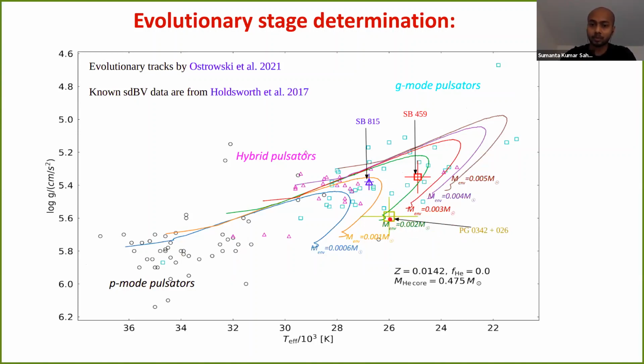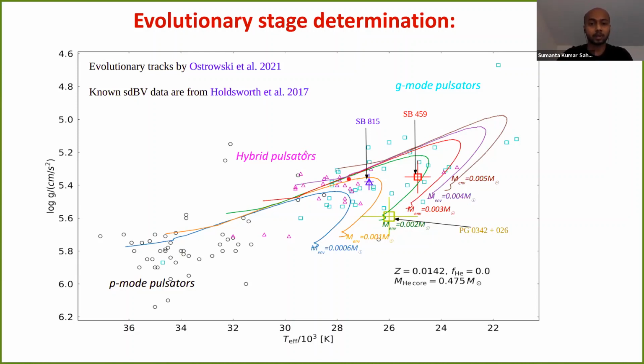We can clearly see that SB459 and PG0342 are G mode pulsators, grouping in the G mode group. And from the tests, we found both G mode peaks and P mode peaks for SB815, and from the temperature and log g diagram it is also grouping in the hybrid group.